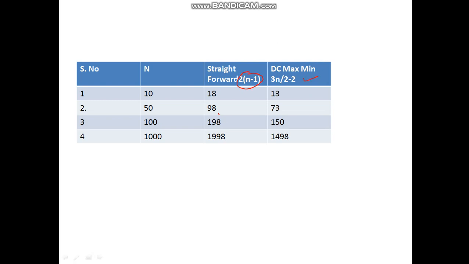So if n is equal to 10, this comes to be 18 and this comes to be 13. If n is equal to 50, it is 98, so this is nearly 100. This is nearly 75. This is nearly 200, and this is nearly 150. Similarly here this is nearly 2000, and this is nearly 1500. So what I am saying is whenever it is 100, it is taking only 75 comparisons. That is, 25% of my comparisons.